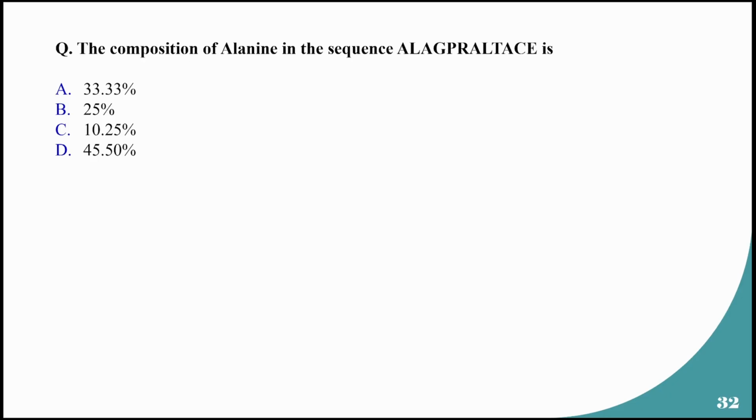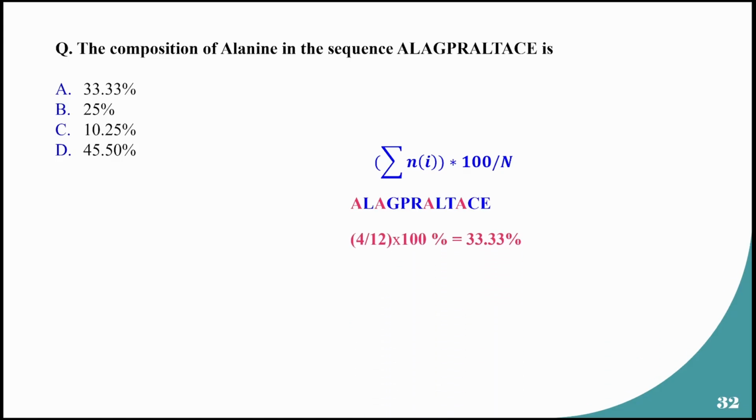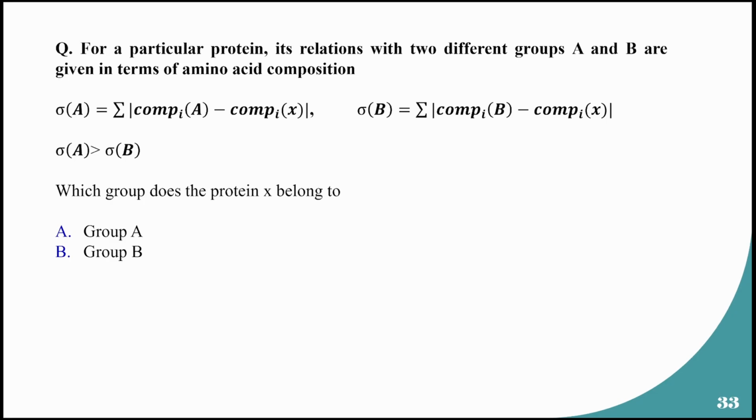Yeah, so I see option A here. Basically the very same kind of process. You have 4 alanines here, and a total of 12 residues in the sequence. So 4 by 12 multiplied by 100 will give you 33.33%, right? So that's the simple numeric kind of question that you can get.